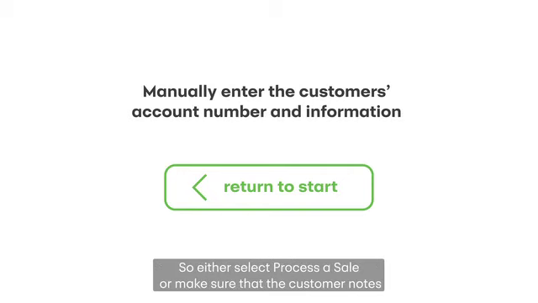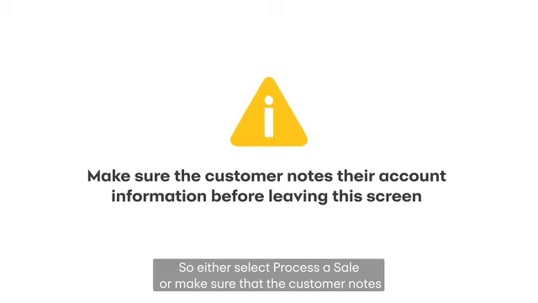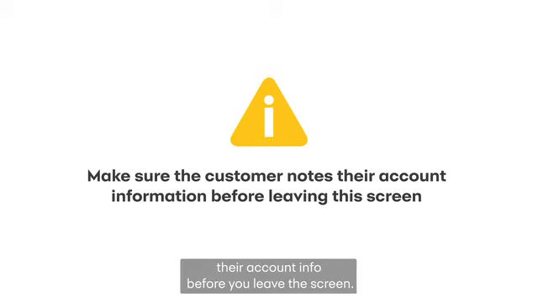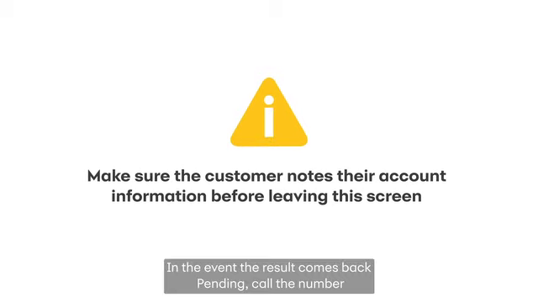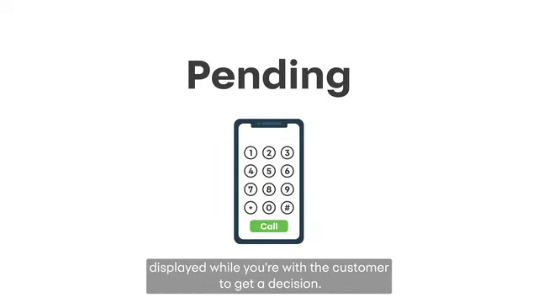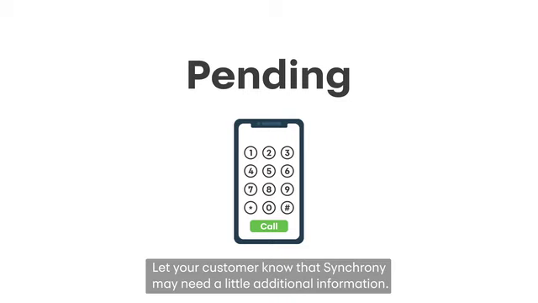So either select Process a Sale or make sure that the customer notes their account info before you leave this screen. In the event the result comes back pending, call the number displayed while you're with the customer to get a decision. Let your customer know that Synchrony may need a little additional information.